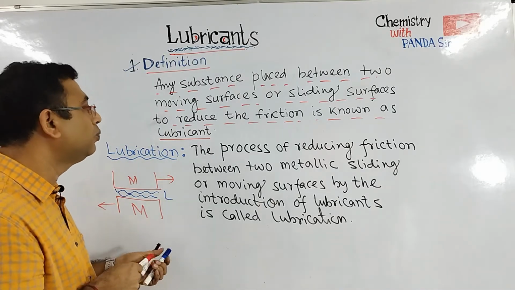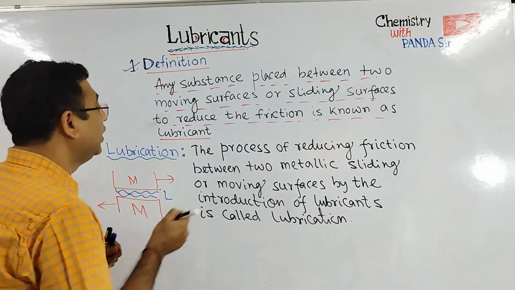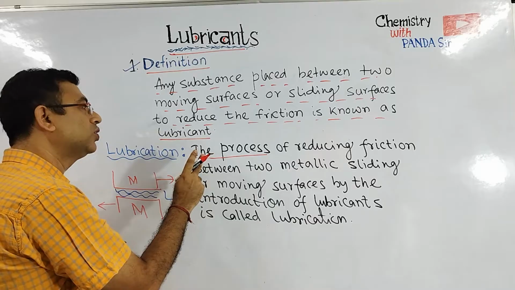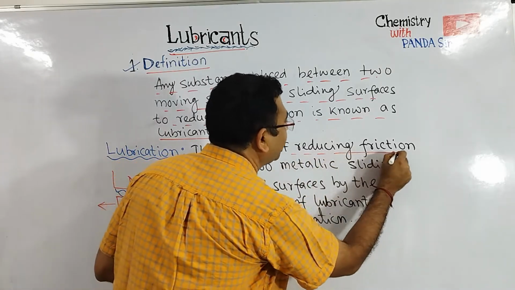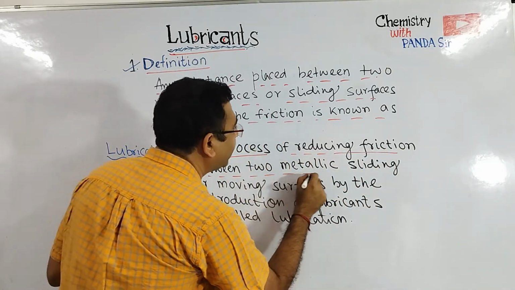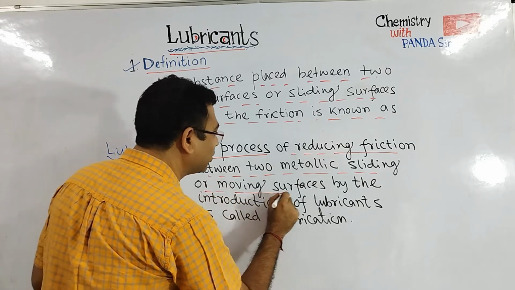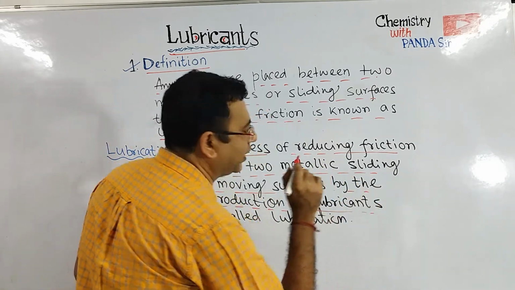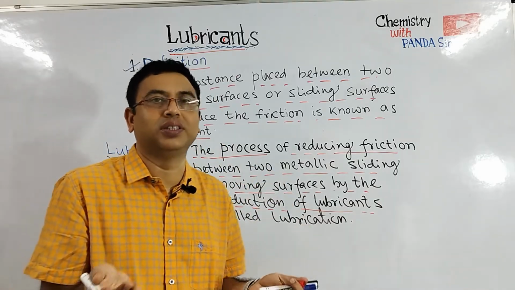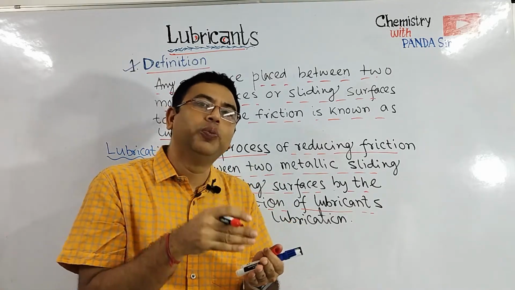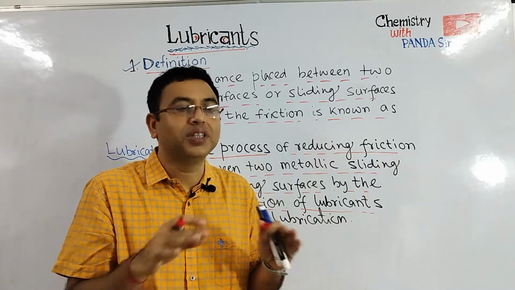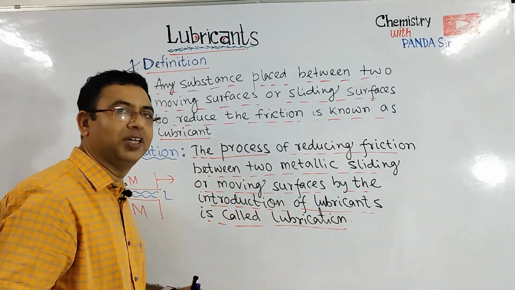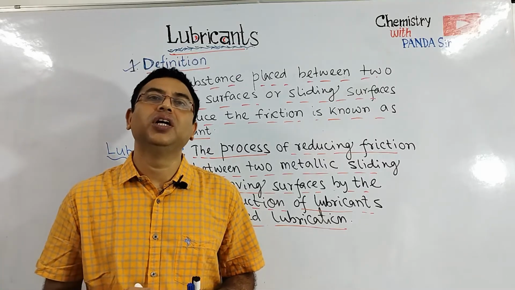Now we go for the other definition, and that is lubrication. Okay, now what is the definition of lubrication? It is the process. This is where the important part is. It is the process of reducing friction between two metallic sliding or moving surfaces by the introduction of the lubricant. By using the lubricant we are trying to reduce the friction. This process is known as lubrication.